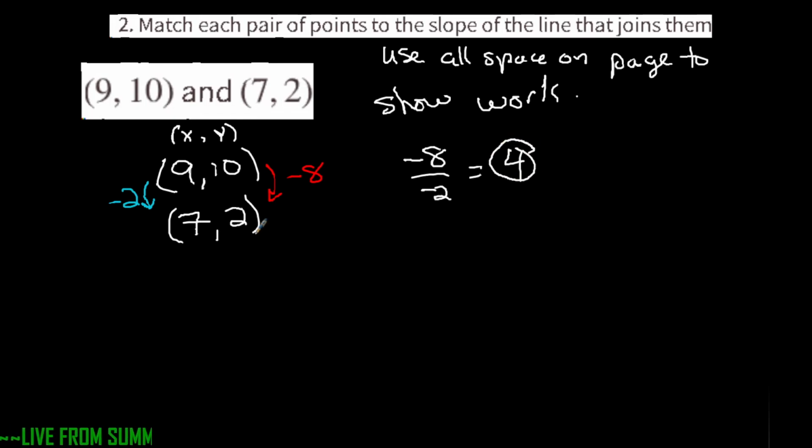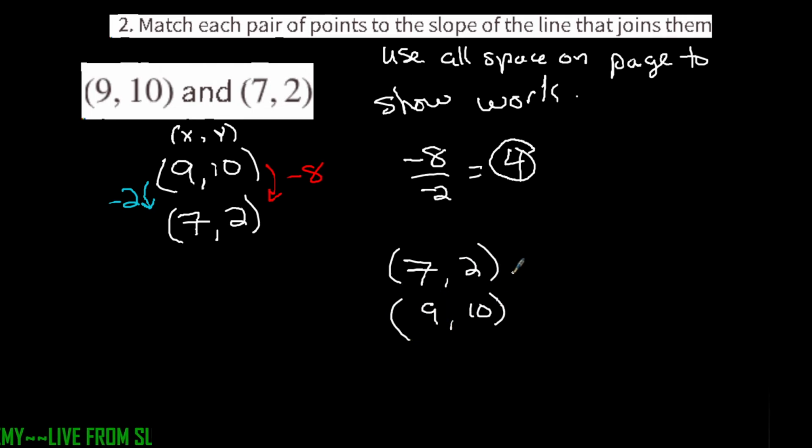So make sure you can calculate it. If you wanted to write your ordered pairs like this, you could have written it the other way and say 7, 2 and 9, 10, and it still would have been the same. So this is plus 8, and this is plus 2. It would still give you the same answer because this is also equal to positive 8 over positive 2. So either way works, again, as long as you are picking 2 points that go through that line. So for this one, I would say match it with A.